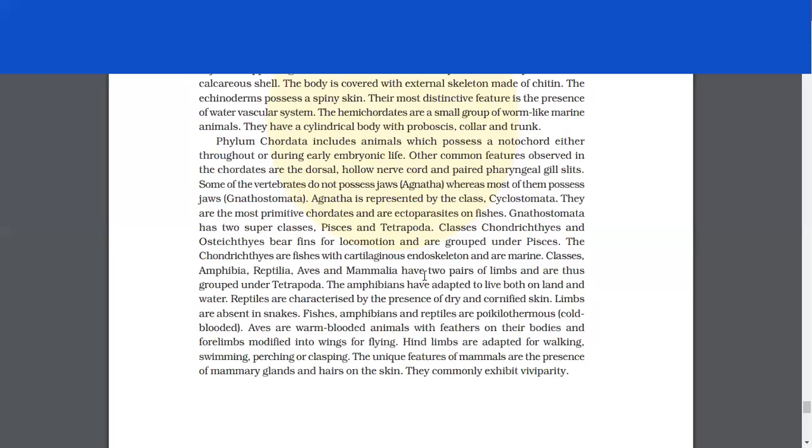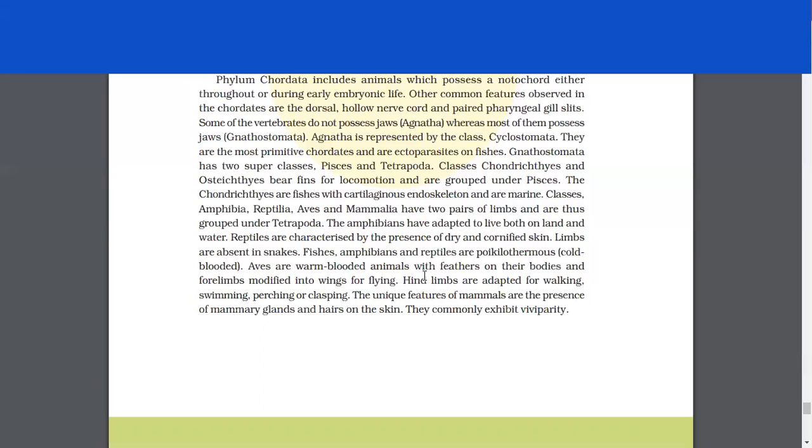Some of the vertebrates do not possess jaws, whereas most of them possess jaws. The Agnatha is represented by the class Cyclostomata. They are the most primitive chordates and are ectoparasites on fishes. Gnathostomata have two superclasses, Pisces and Tetrapoda. Classes Chondrichthyes and Osteichthyes bear fins for locomotion and are grouped under Pisces. The Chondrichthyes are fishes with cartilaginous endoskeleton and are marine.